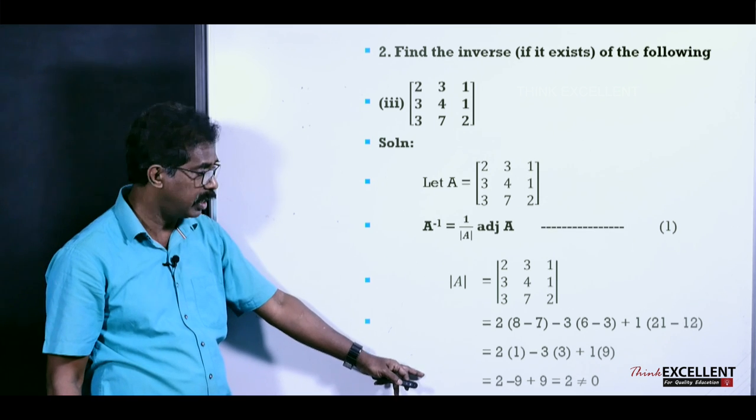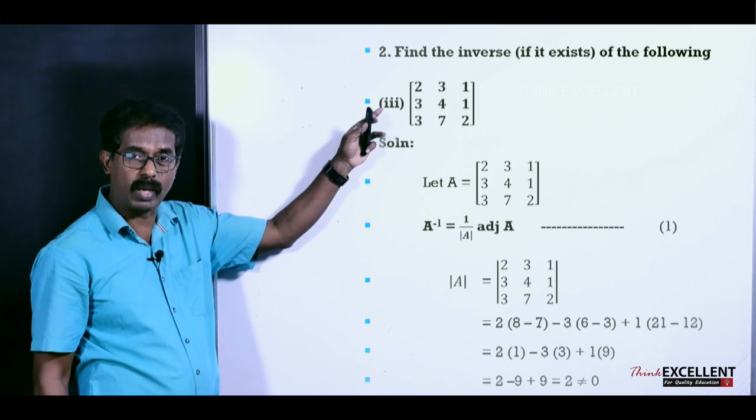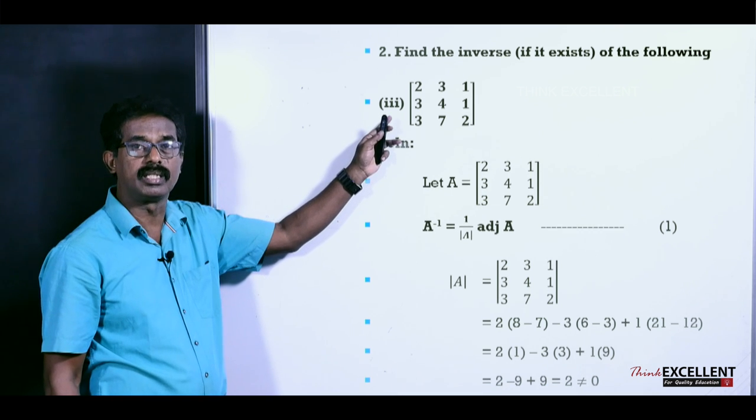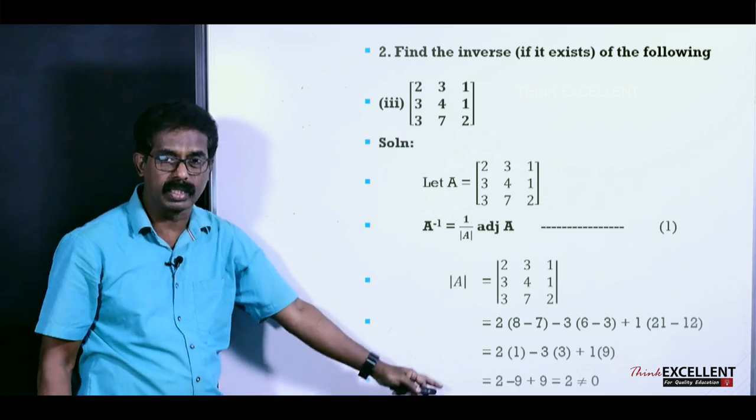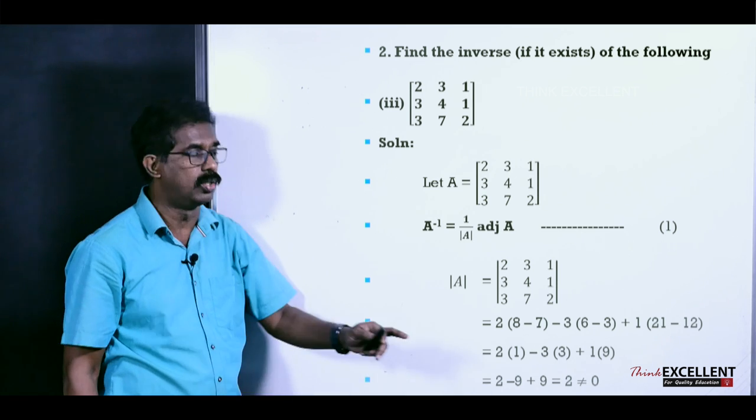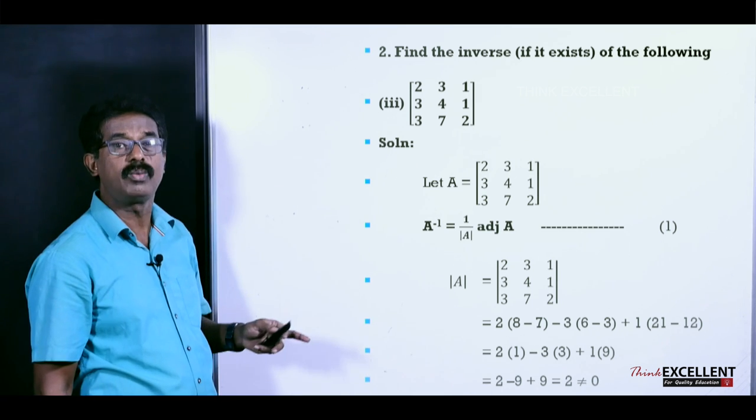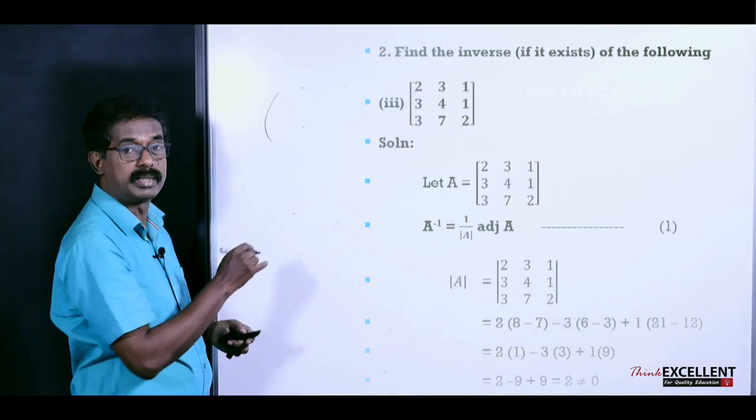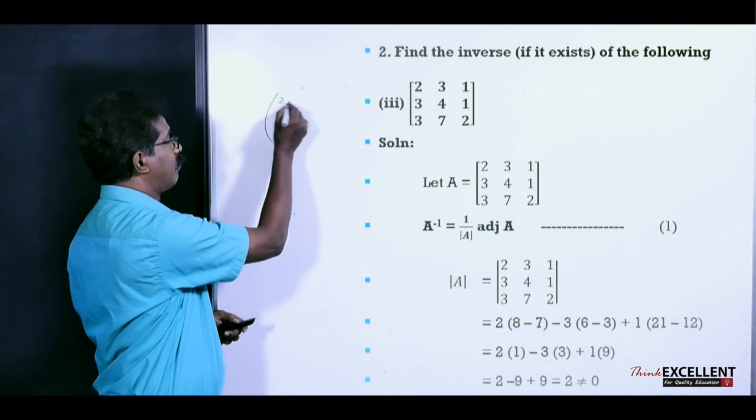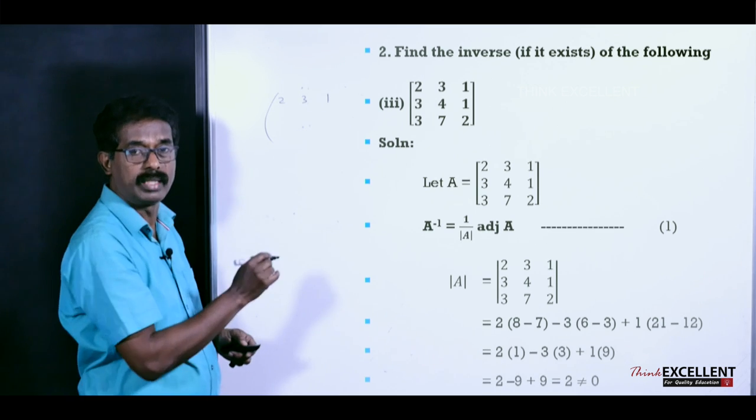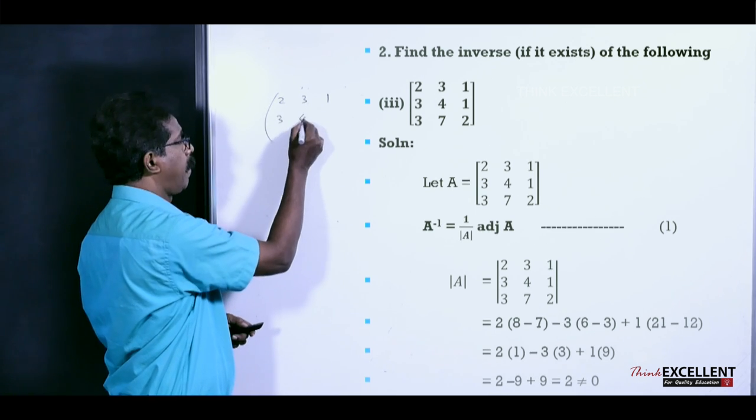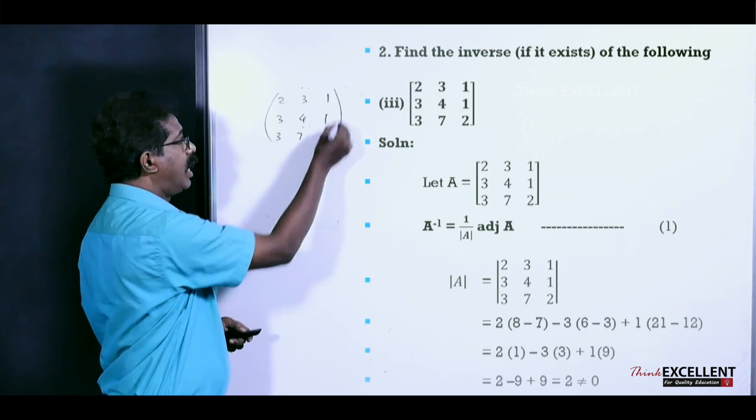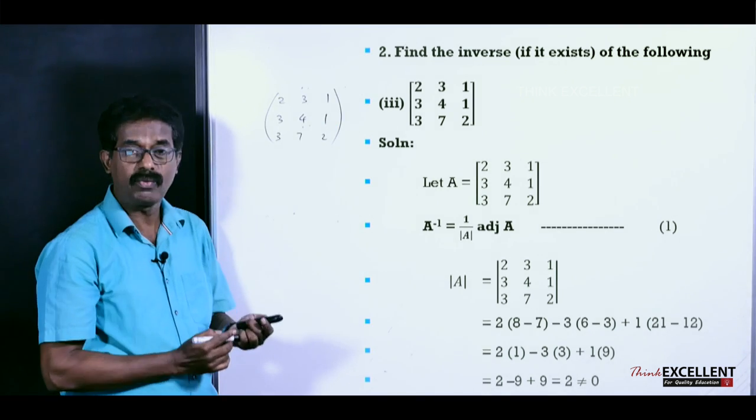Here, first we saw it is a square matrix, right? It's a square matrix, that's the first condition. Second condition, determinant A not equal to 0. Here determinant A you are getting 2, which is not equal to 0. So the inverse exists. Now we have to find the adjoint, right? See, it's a 3 by 3 matrix. First row is 2, 3, 1. Second is 3, 4, 1. Then 3, 7, 2.